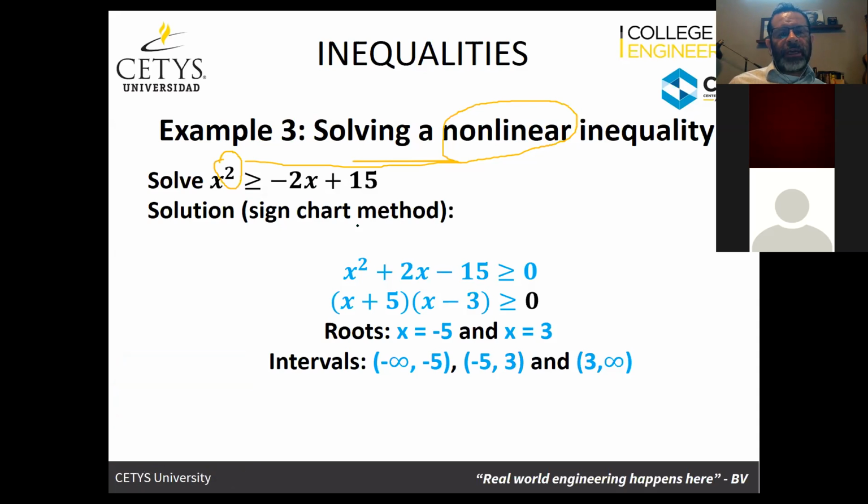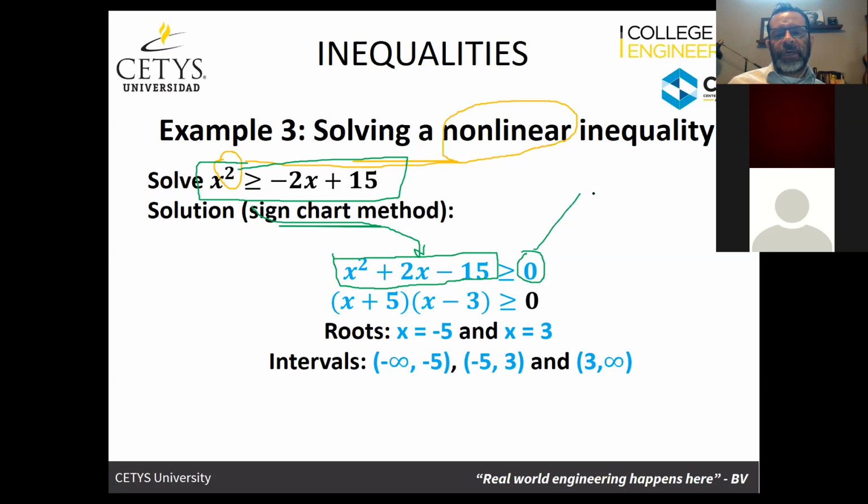So this expression that we have here, we're going to turn it into this expression here, where basically we're sending this minus 2x plus 15 to the other side and leaving everything as, in this case, a square trinomial. And on the right-hand side, we have a zero. This is what we want. We want an expression where we've got a zero on the right-hand side. That's the first thing we always need to do. Leave everything with a zero on the right-hand side.